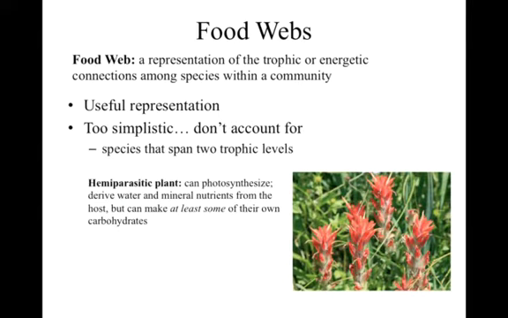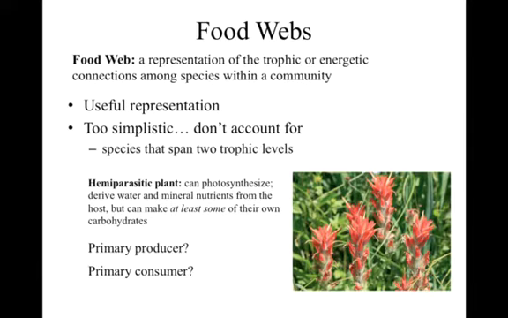Another problem with food webs is that they don't account for species that span two trophic levels. So something like a hemiparasitic plant. We learned about this in a previous lecture. These guys can photosynthesize, so in some ways they're an autotroph, but they can't get everything they need just through photosynthesis. They actually steal some of the carbohydrates that they need from other plants. And so are they a primary producer? Are they a primary consumer? Where do you put them in the food web? It's a little unclear, and that's because food webs, again, are a little bit too simplistic to capture the true messiness of ecological communities.